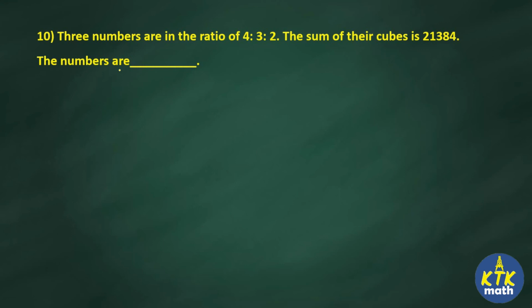Three numbers are in the ratio 4 is to 3 is to 2, then the sum of their cubes is 21,384. The numbers are... I hope you can understand the question. Three numbers are there, all in the ratio of 4 times, 3 times and 2 times. Then the sum of their cubes is 21,384. The numbers are... okay, you just check the options. Options: 20, 50, 10; 6, 12, 18; 15, 30, 45; 24, 18, 12.